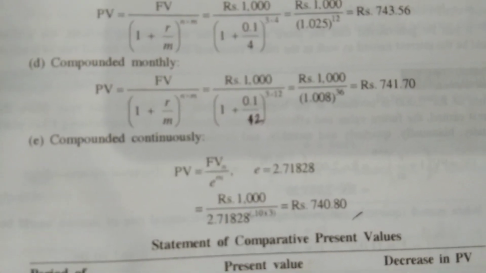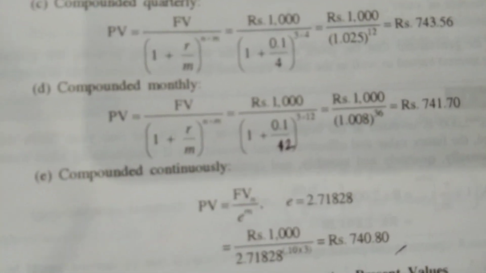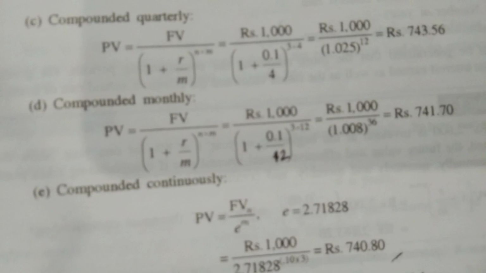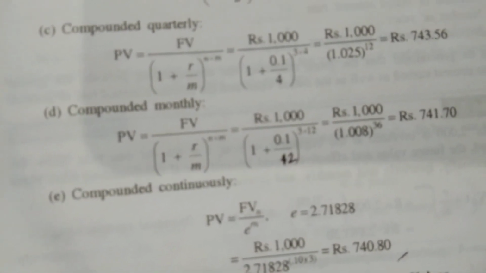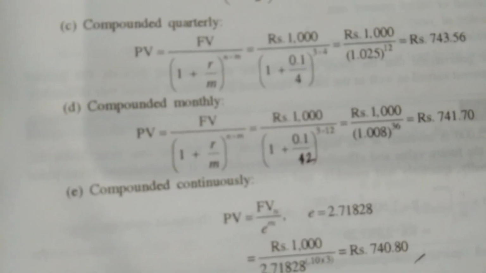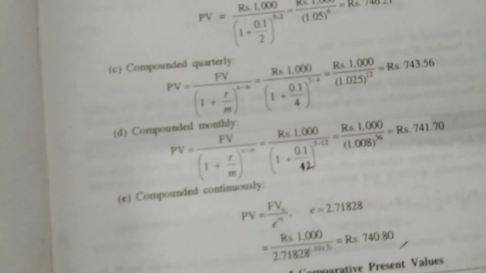The value came out as 740.80. So today we have learned how to calculate the present value of a sum. Simultaneously, don't be nervous, if the present value is given in the same sum, we can calculate the future value. Okay, understood?